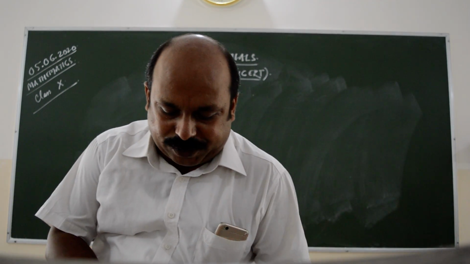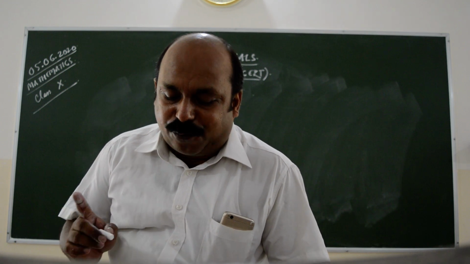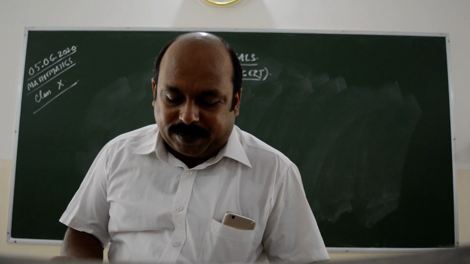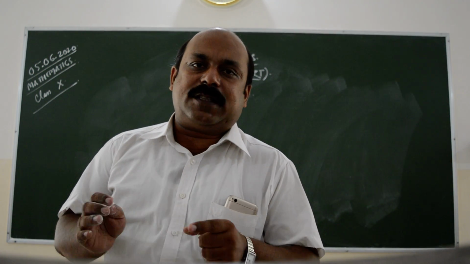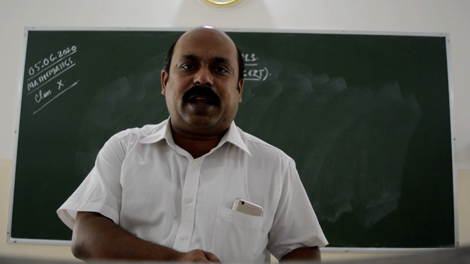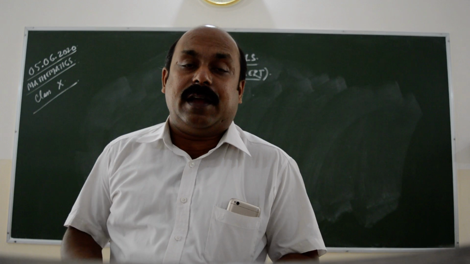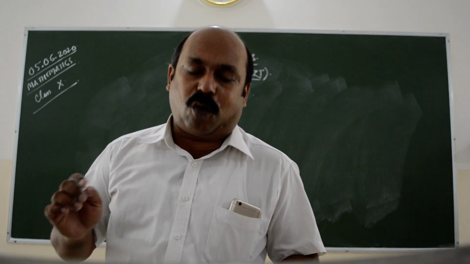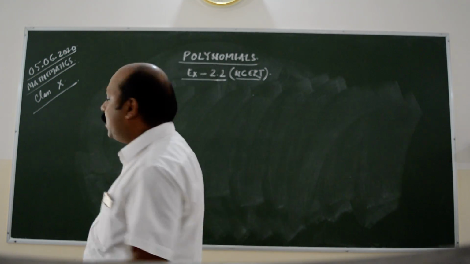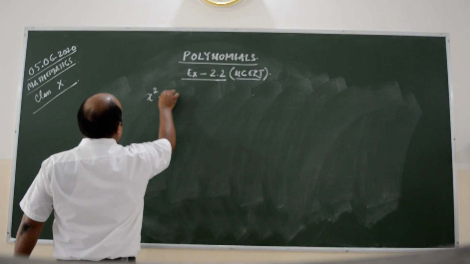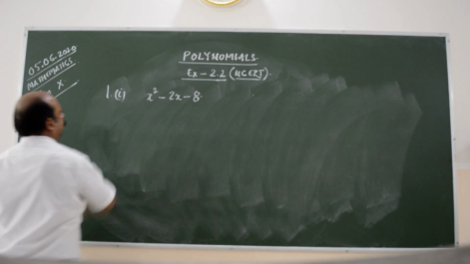Let us take up the first question. Find the zeros of the quadratic polynomial and verify the relationship between the zeros and the coefficients. So there are two parts of the same question. First of all, we have to find out the zeros of the quadratic polynomial, and after finding out the zeros, we have to verify the relationship between zeros and coefficients. So I am taking up the first question. x square minus 2x minus 8. So this is the first question.